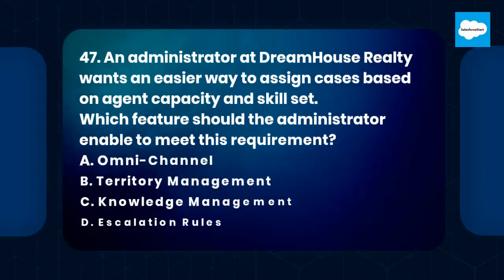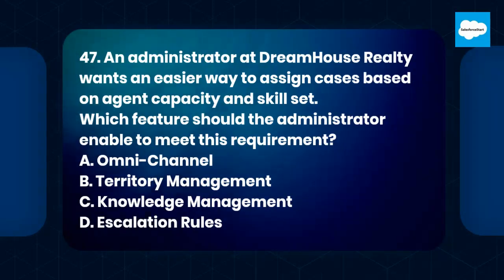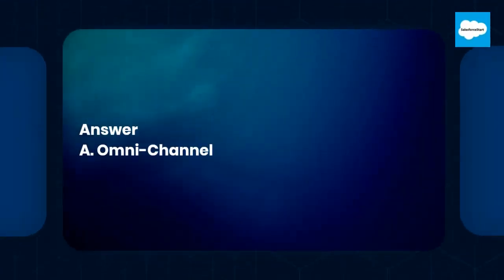47. An administrator at DreamHouse Realty wants an easier way to assign cases based on agent capacity and skill set. Which feature should the administrator enable to meet this requirement? A. Omni-Channel. B. Territory management. C. Knowledge management. D. Escalation rules. Answer A. Omni-Channel.